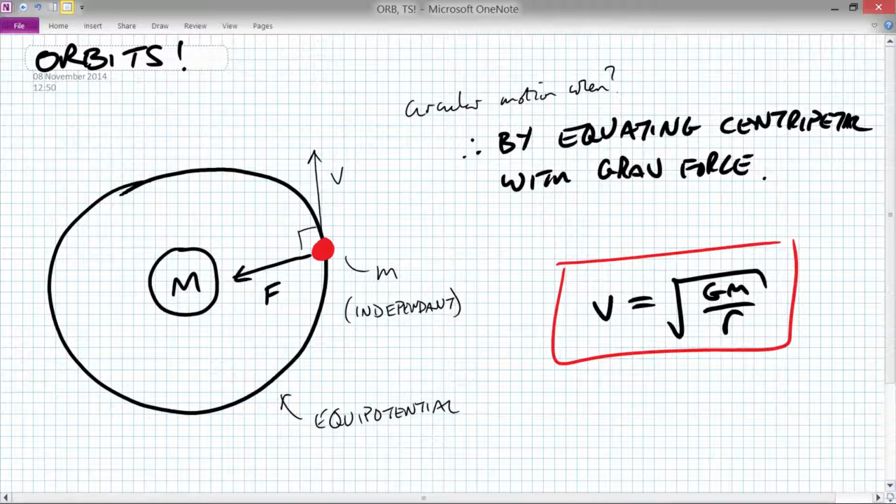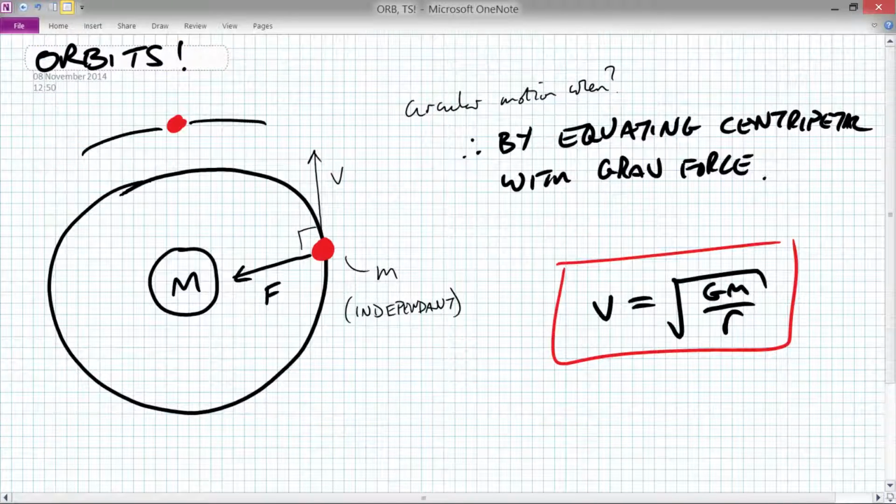There are reasons for that which I won't go into, but the thing to notice is it's probably going to be because of this equipotential line down here. So the first thing to see then is as I move my mass away, so I might fire some thrusters so that my mass ends up on a different orbit up here.